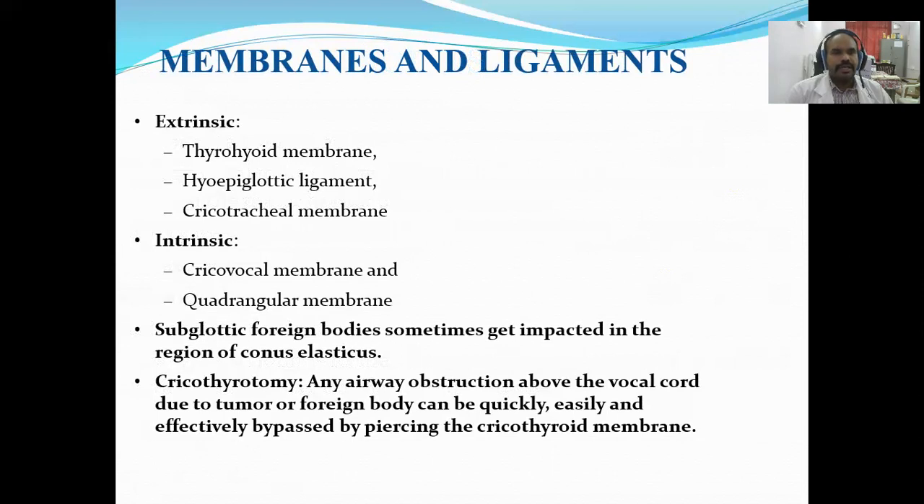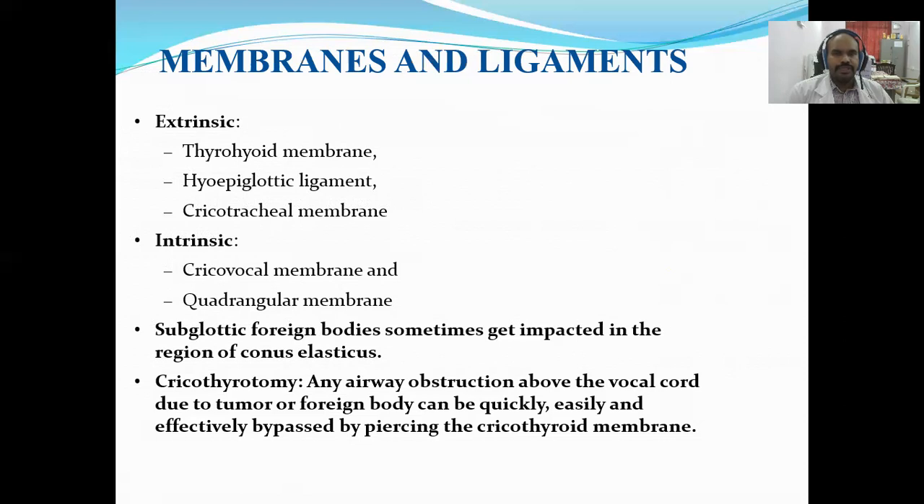Membranes and ligaments of the larynx. We have a few extrinsic membranes, which are on the outer surface of the larynx, and a few intrinsic membranes, which are within the confines of the fibrocartilaginous framework. The extrinsic membranes are the thyrohyoid membrane, between the thyroid cartilage and the hyoid bone. Then we have the hyoepiglottic ligament, between the hyoid bone and the epiglottis.